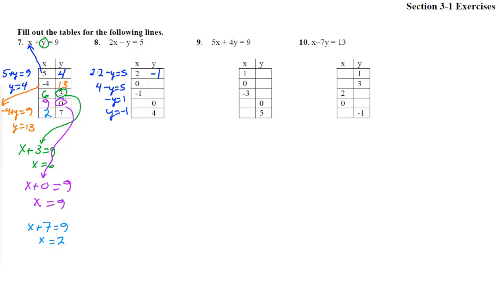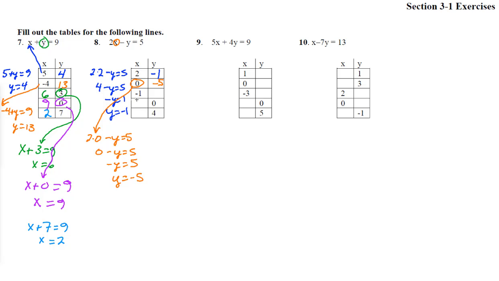Okay, the next one, 0 goes in for x. So take this and let's put it in right there. 2 times 0, there's the x, minus y equals 5. So let's put in 0 right there and see what happens. That's just 0 minus y equals 5. That's negative y equals 5. Divide by a negative 1 and we get y equals negative 5. So 0, negative 5. Okay, good.